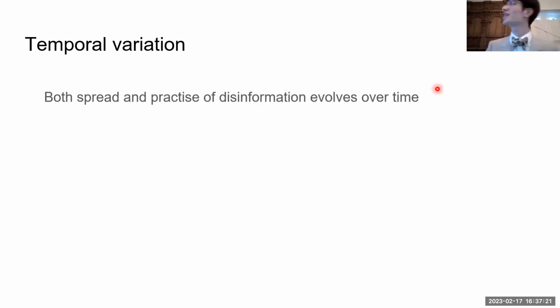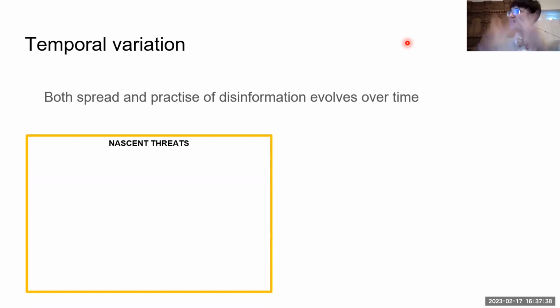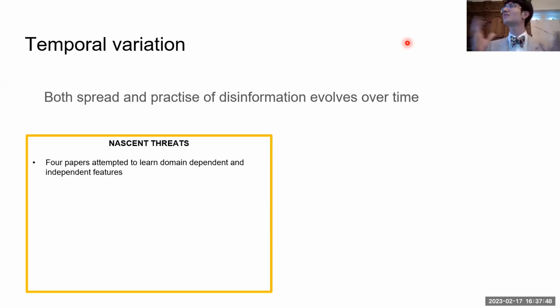So the temporal variation is that we have both a spread and a practice of disinformation that changes over time. By this, I mean the types of disinformation might change, but also the fact that disinformation happens at a singular point and then spreads afterwards. So we can consider this in two broad categories, the first being nascent threats. This is the fact that news happens now, it spreads instantaneously, and we need to be able to do something about it.